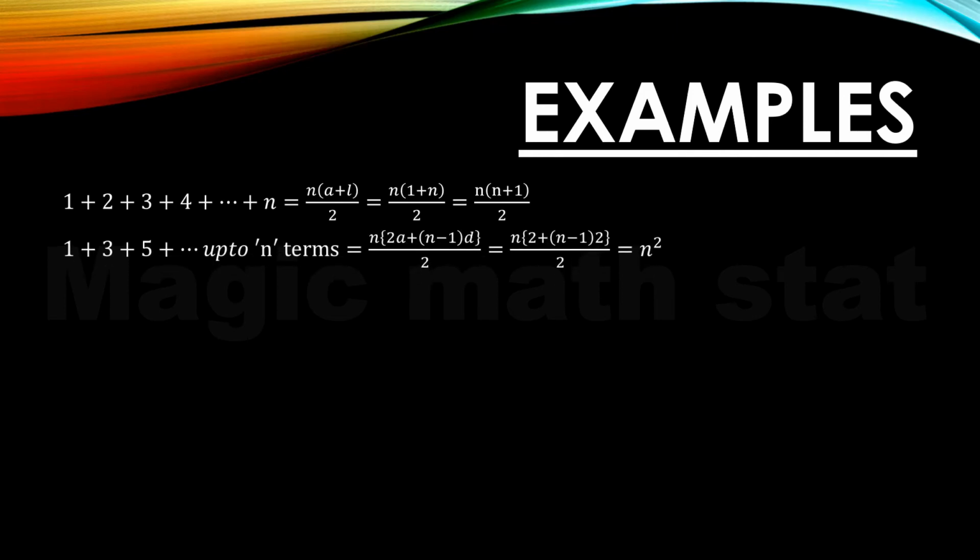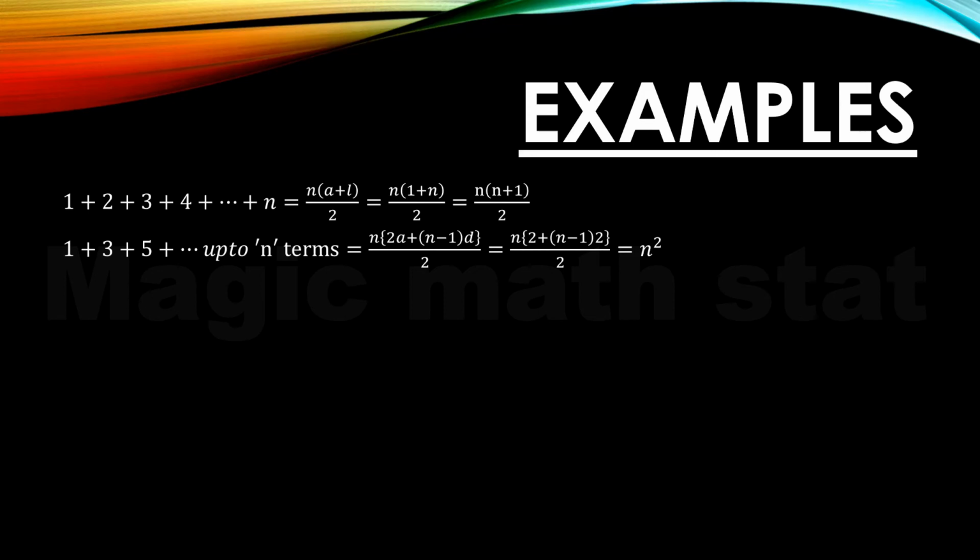Let's see another example. 1 plus 3 plus 5 plus up to n terms. You can see this is an AP because the difference between 1 and 3 is 2, and 3 and 5 is 2. So the common difference is 2. The first term is 1. But here the last term is not given.